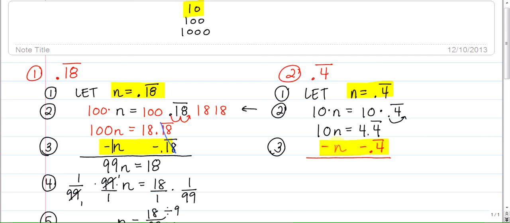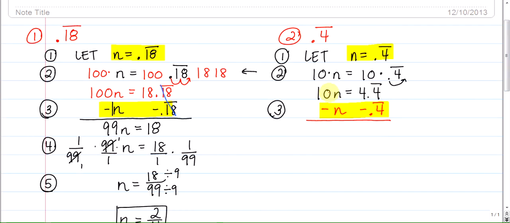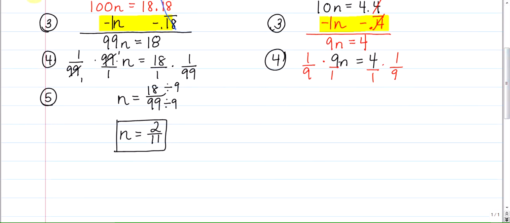So on the sides with the n, I subtract n. With the sides with the repeating decimal, I subtract the repeating decimal. 10n minus 1n is 9n equals, I cancel these and I'm left with 4. Step 4, I'm going to break the 9 away from the n. So whatever I do to one side of the equation, I have to do the other. I'm going to multiply by the reciprocal. Step 5, clean it up and simplify. So 4/9 and that's my final answer.